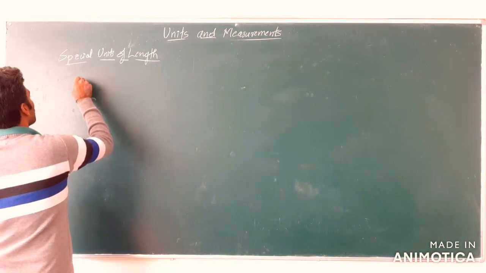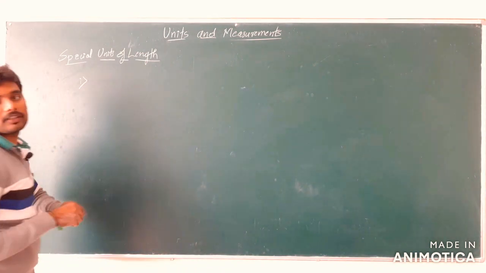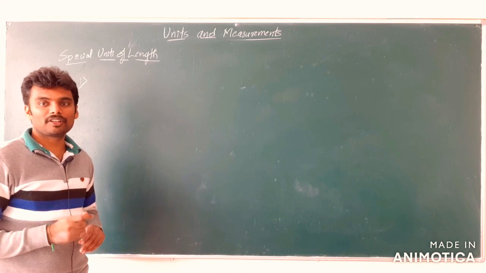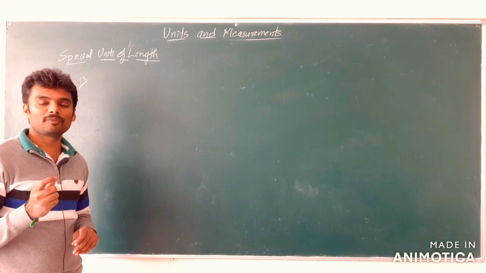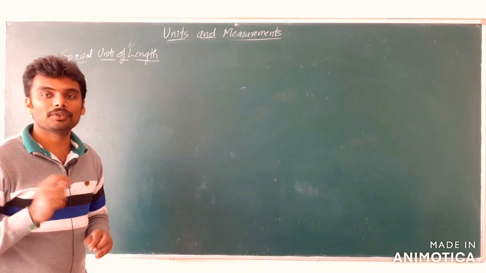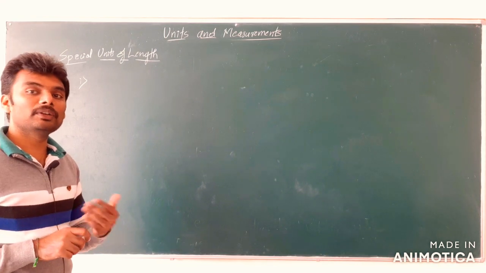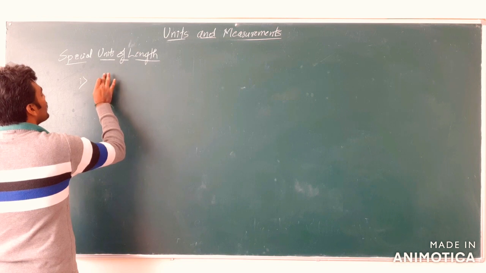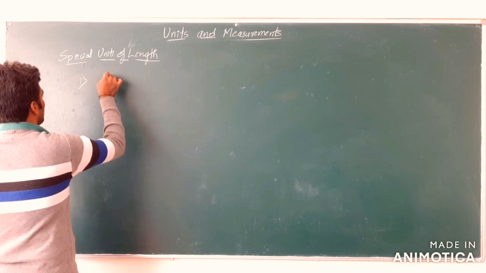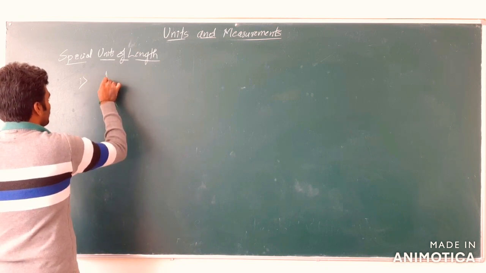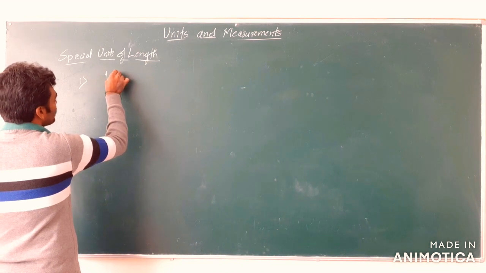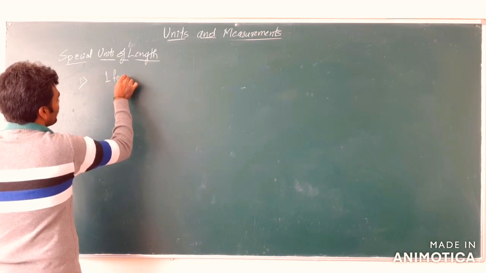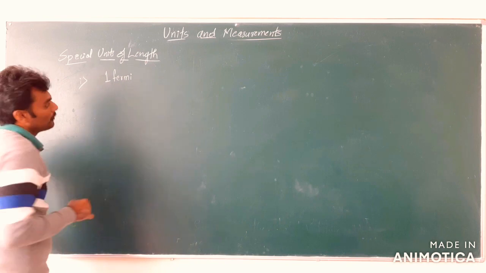So one of the special units of length regards a very small scale measurement, which is the size of a nucleus, the size of different nuclei. Here the size of nuclei is measured using Fermi. There is a special unit which is called Fermi.